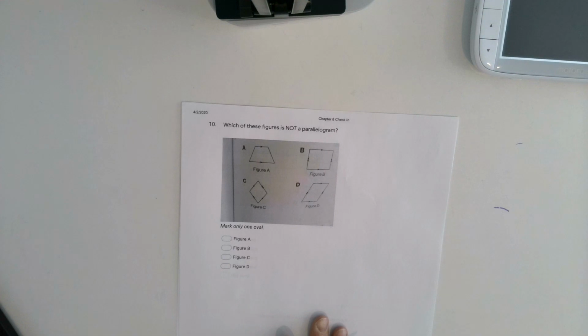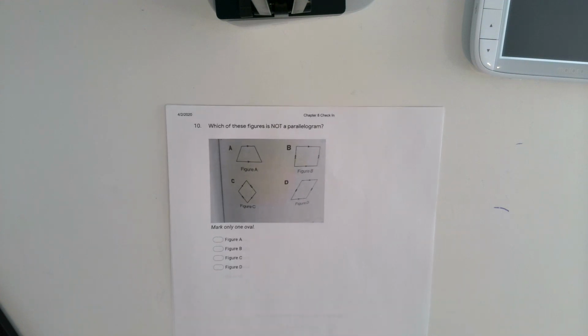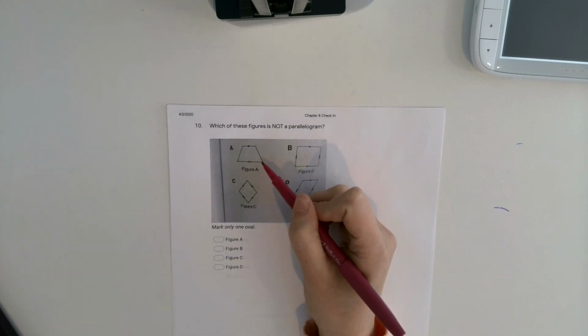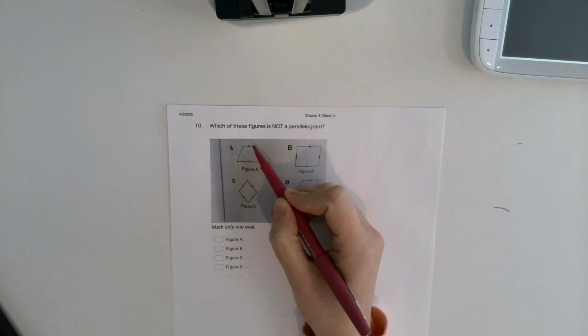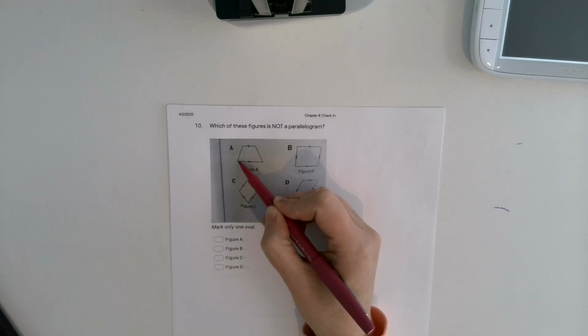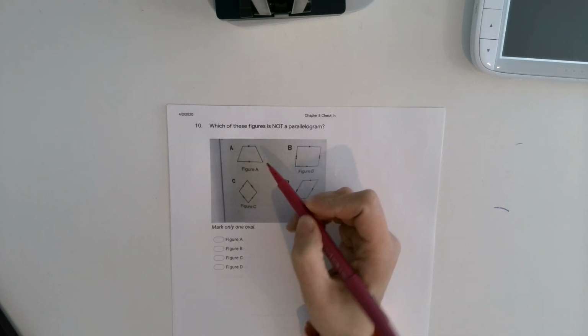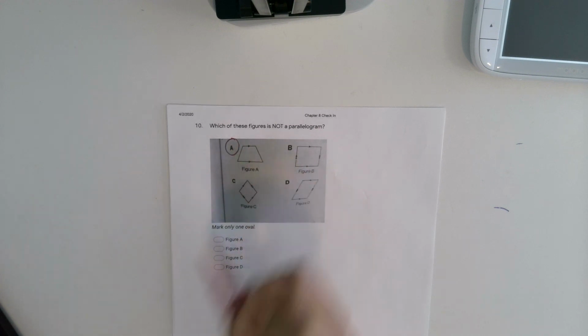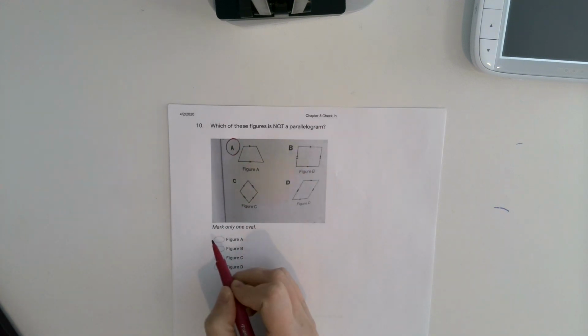Okay, here it says, which of these figures is not a parallelogram? So in order to be a parallelogram, you have to have opposite sides equal and parallel. And there's only one choice here where that's not the case, and that's this one right here. Yes, it has the top and bottom parallel, but the sides are not parallel. Eventually, if I continued these lines, they would cross over. So this shape does not qualify as a parallelogram.